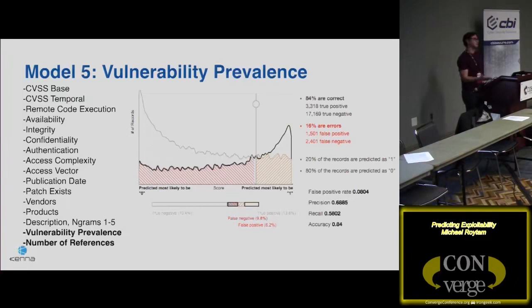20% of the records are predicted as having exploits, which is actually pretty reflective of what you see if you just look at any subset of it. If you just look at what percentage of all vulnerabilities have exploits written for them, it's about 20%.